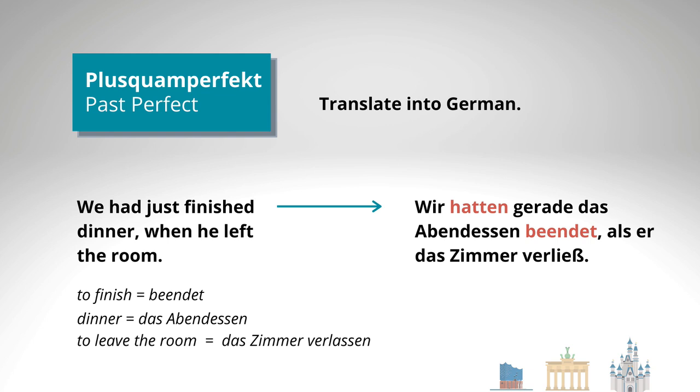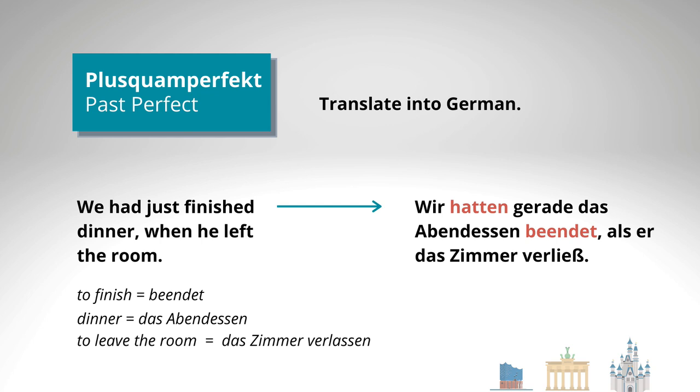The first part, we had just finished dinner, in German would be: wir hatten gerade das Abendessen beendet. Wir hatten gerade das Abendessen beendet. Hatten beendet is also a plusquamperfect form. So we also use the plusquamperfect, the past perfect, in the first part of the sentence, because that's the part that happened earlier. Hatten gerade beendet, had just finished.